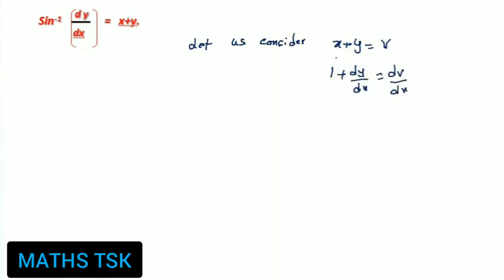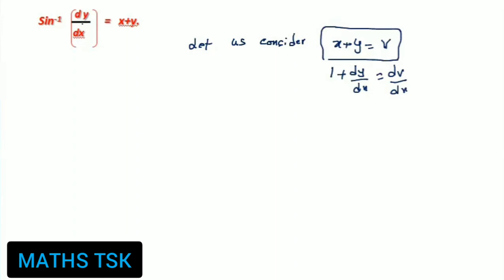This is a new type of problem. You will have x plus y here, so you can't separate it directly like this. So let us consider x plus y is equal to some function v. Differentiate: 1 plus dy by dx is equal to dv by dx. So x plus y is equal to v. The value of v means x plus y.